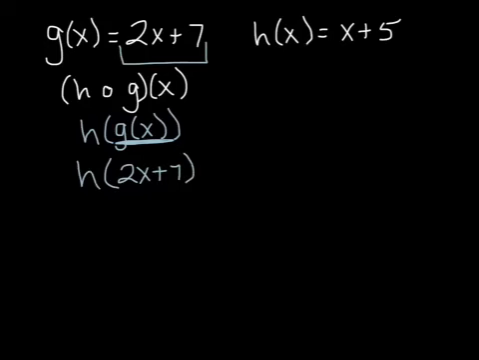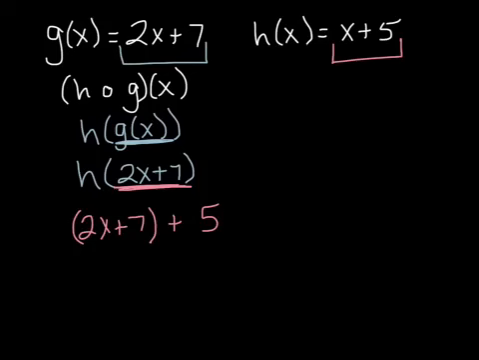Now I want h of that function. So I'm going to take h and I'm going to rewrite h. X plus 5. Well, in the x, I'm going to plug in this piece right here. 2x plus 7. Now there's nothing over here, so I have 2x plus 7 plus 5, which is 2x plus 12.